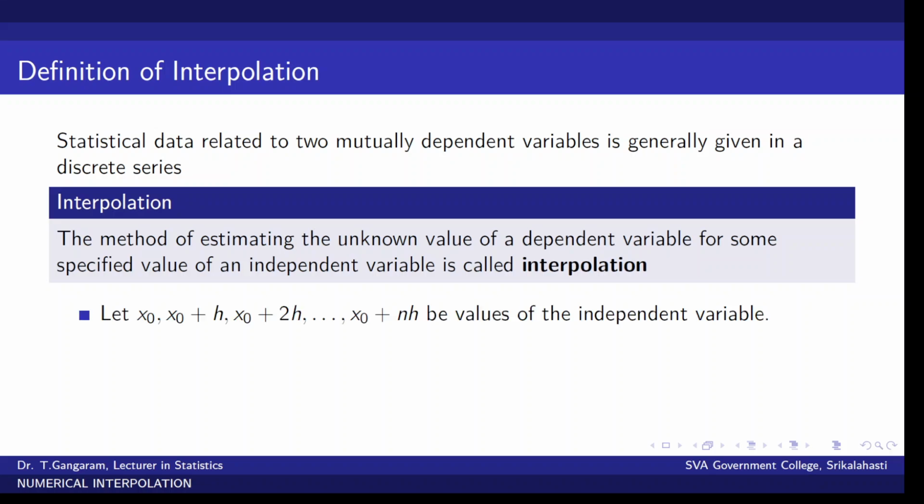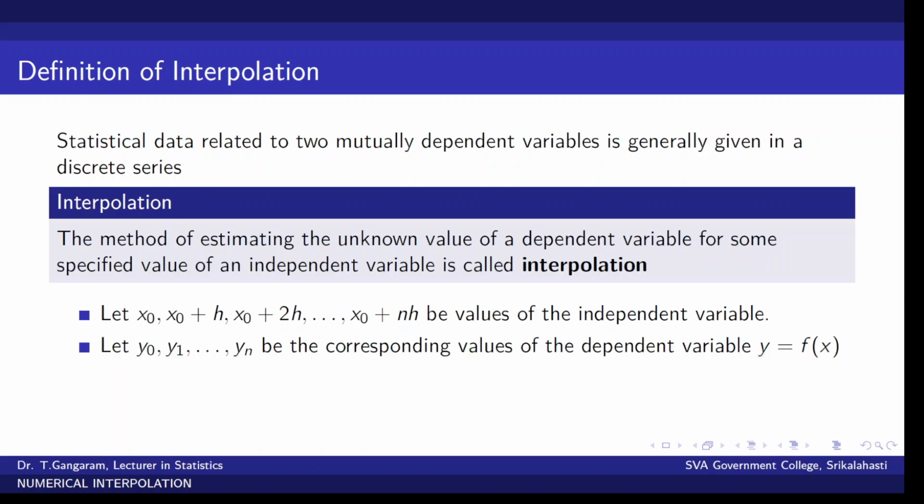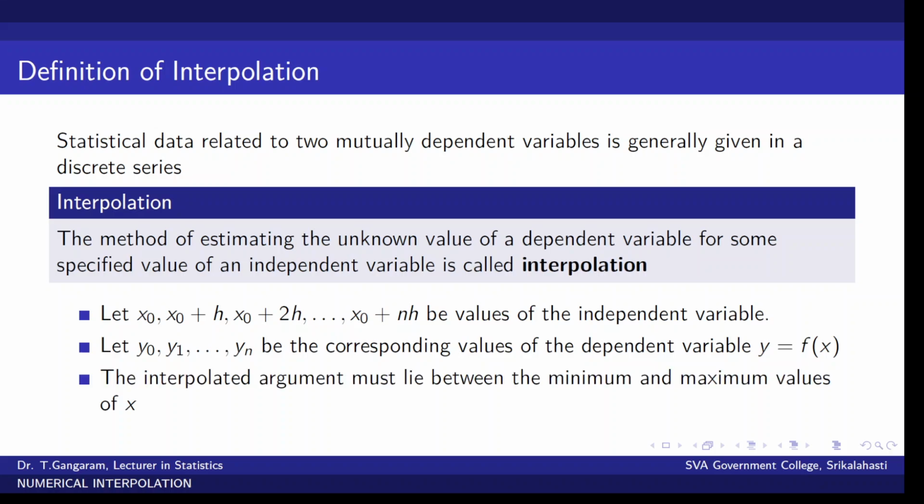Let the x series start from x0 with equal intervals: x0, x0 plus h, x0 plus 2h, and so on, x0 plus nh. Here the interval of difference is h. Let x be the independent variable, and y0, y1, up to yn be the corresponding values of the dependent variable. Y is equal to f of x. The interpolated argument must lie between the minimum and maximum values of the x series. The interpolated value must be between x0 and x0 plus nh.